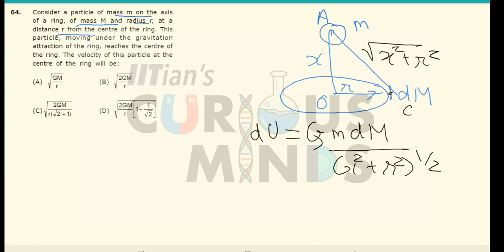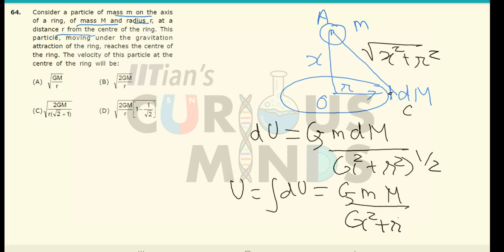If I want to find out the entire potential energy, I have to integrate this. Now it is a scalar quantity, so it will be equal to G small m, and when I integrate dm it becomes capital M, divided by x square plus r square, the whole raised to half.